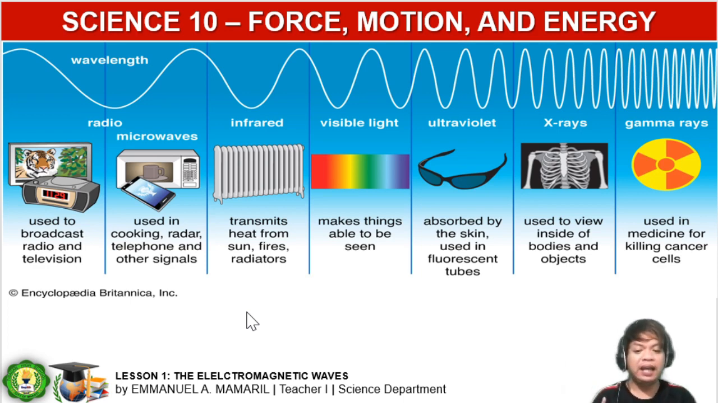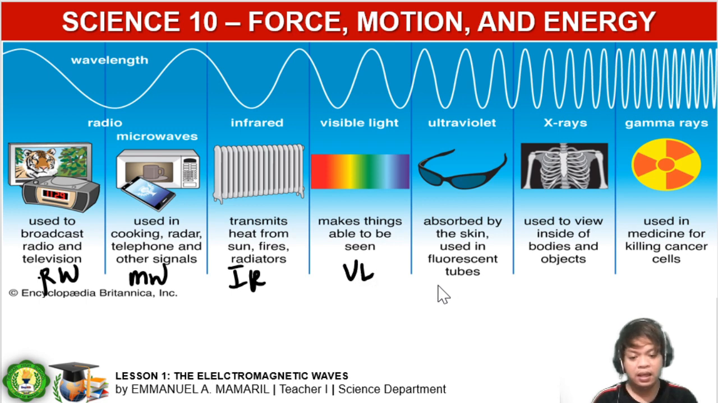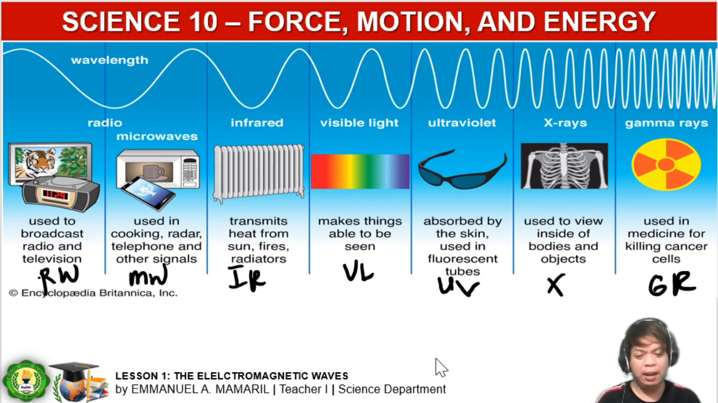So kung pagbabasihan natin yon, we can divide the entire electromagnetic waves into different types, no, which we call the electromagnetic spectrum. So as you can see here, we have different types here. First is the radio wave. We also have the microwave, the infrared, the visible light, ultraviolet, X-ray, and gamma rays. So let us study the wavelength first, and then the frequency of these waves.